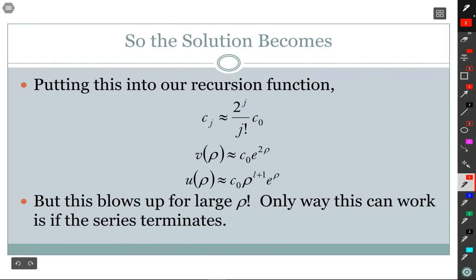Here's the point. If we say, okay, for large j's, that's what the c sub j looks like. So let's say that our c sub j's are going to approximately always be that. Now, they're not for small j, but we're putting that in. In that case, my v as a function of rho is the sum from j equals 0. But if you do that, it turns out that's equal to C sub 0 e to the 2 rho. No minus sign there. That was a mistake on my part. So what we found here is the solution is going to be an exponential to the 2 rho power.